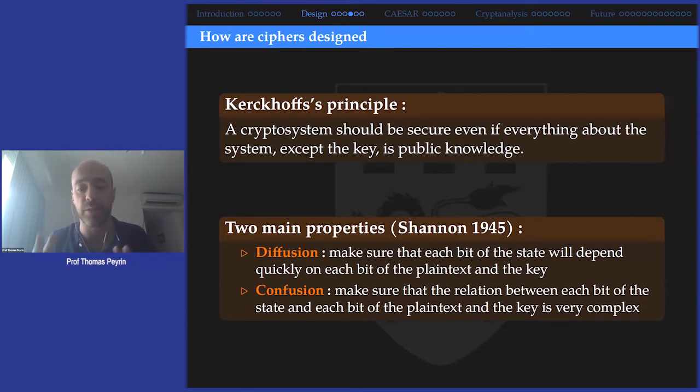The reason is because you don't want the security to rely on the fact that nobody knows what your cipher is. You have the impression that if you create a cipher and keep it for yourself, and you don't disclose to anyone what your cipher is, it's going to improve your security. Actually, in practice, not so true, because at some point, someone will be able to understand how your cipher is working.